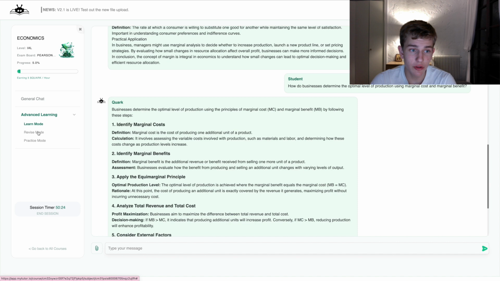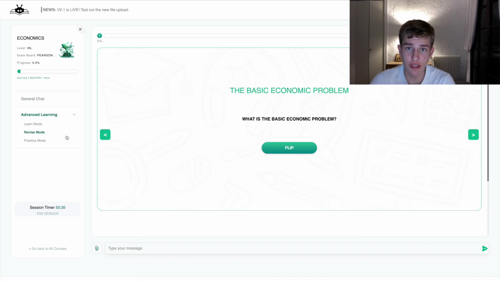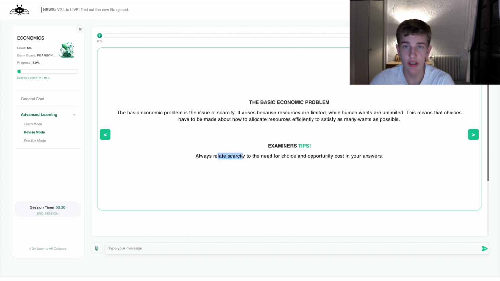The second thing I want to talk about is revise mode. As I already said, it has a big secret, which is the examiner's tips. I don't really use flashcards that much right now because flashcards are mostly for when you revise for exams, right before the exams or right before your Christmas mocks.